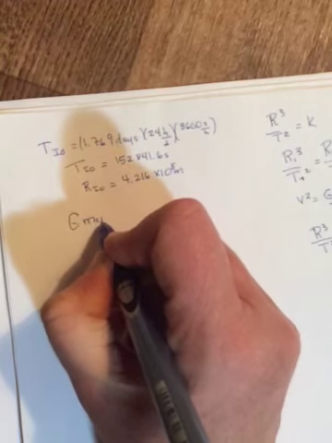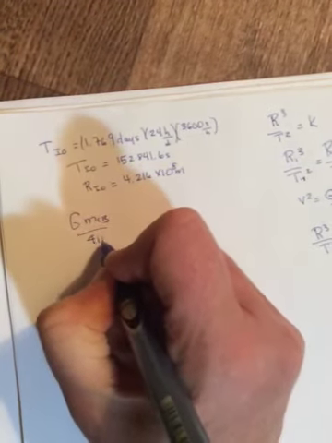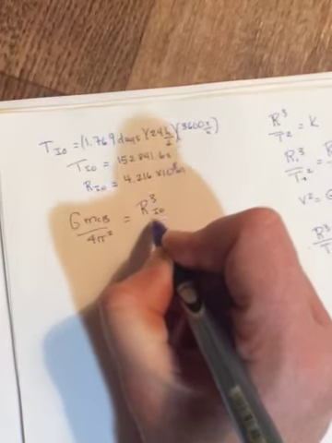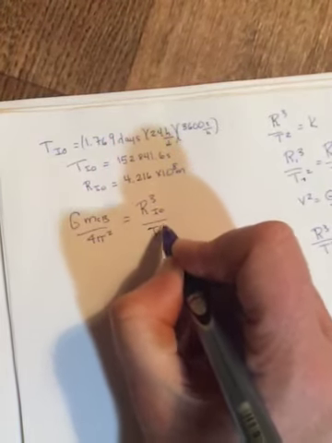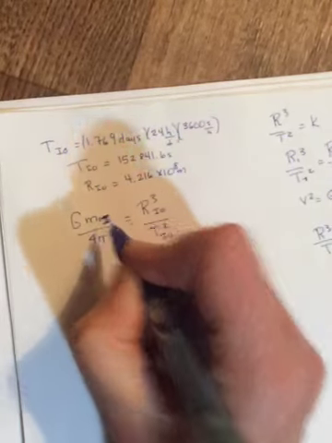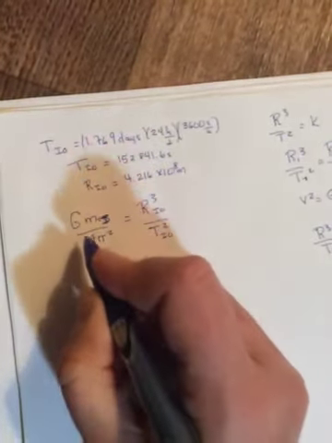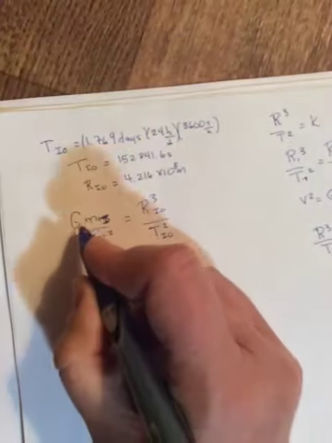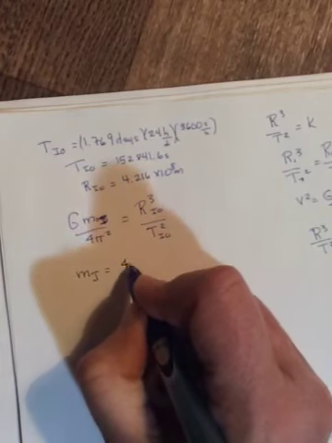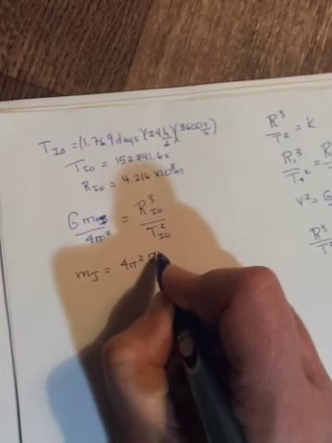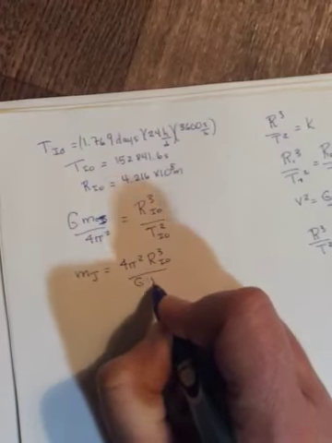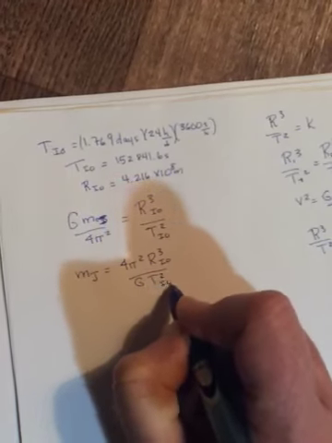So G, mass of the central body, over 4 pi squared is equal to r cubed of Io over T squared of Io. And this central body is really Jupiter, so you could put a J there if you want. So you're solving for Jupiter, take the 4 pi squared up, take the G down. So the mass of Jupiter will equal 4 pi squared r cubed over G times the period squared.